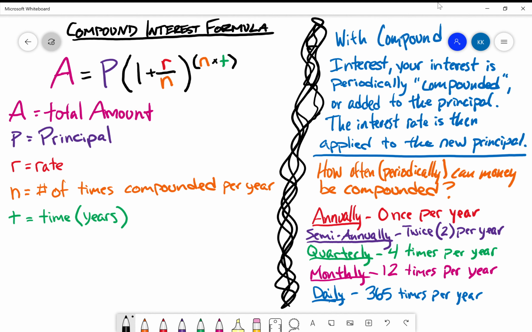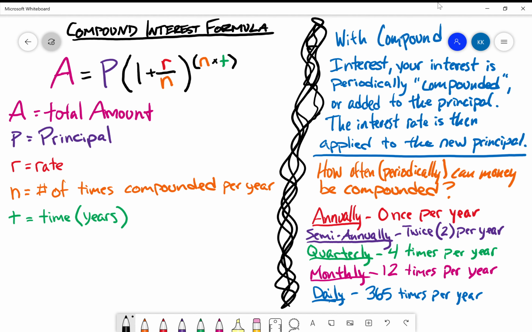Now, we could find solutions to compound interest questions using the simple interest formula, but that would require us using the simple interest formula over and over and over again, depending on how many times the money is being compounded and for how long. To solve that problem, we have the compound interest formula, which you see on the left.